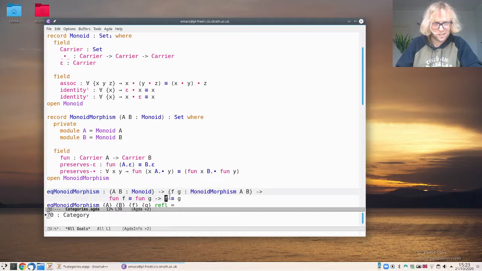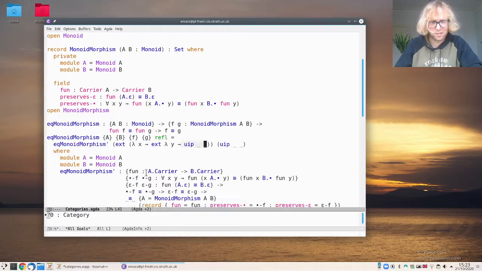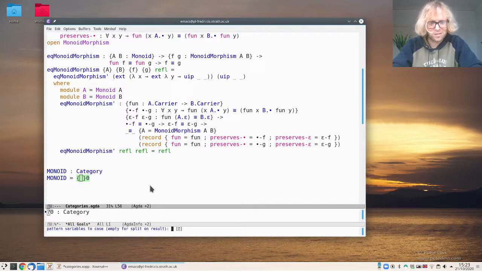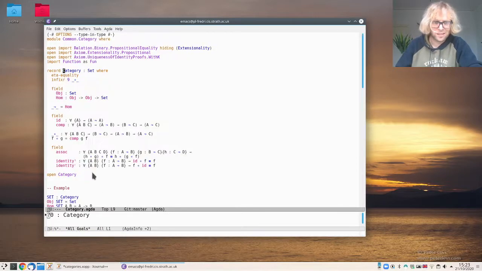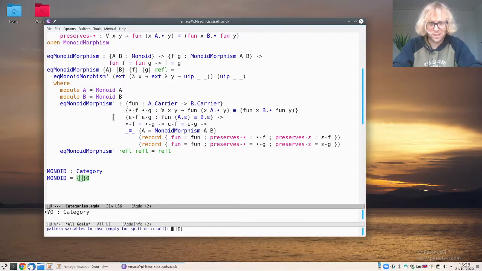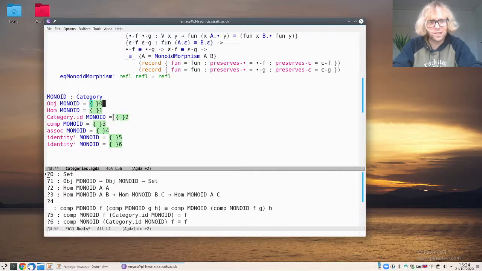And then here's the technical thing, where to show that two monoid morphisms are equal, I'm saying that it's enough that the underlying functions are equal. And see that this is implemented using uniqueness of identity proofs. But let's not worry about that. Instead, let's see if we can define this category. So I want to define a category, which means that I have to fill in these fields of the category. I can do that by pattern matching and then splitting on the result. I just press enter immediately, and then I get the fields I have to fill in.